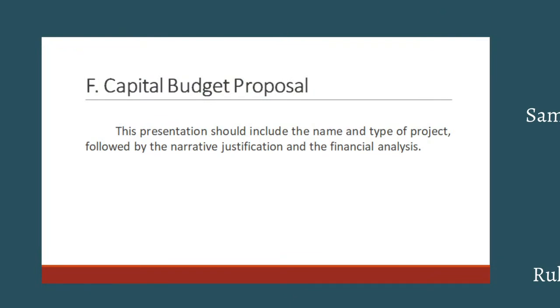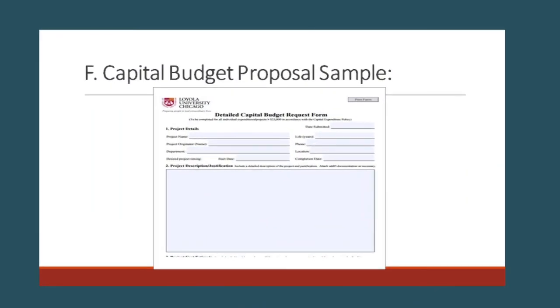So a capital budget proposal is a representation that should include the name and type of the project, followed by the narrative justification and the financial analysis. So this is an example of the budget proposal format, where you can see the basic information about the project, and at the bottom you will see the justification why the budget is needed, or why the project is needed in your laboratory.